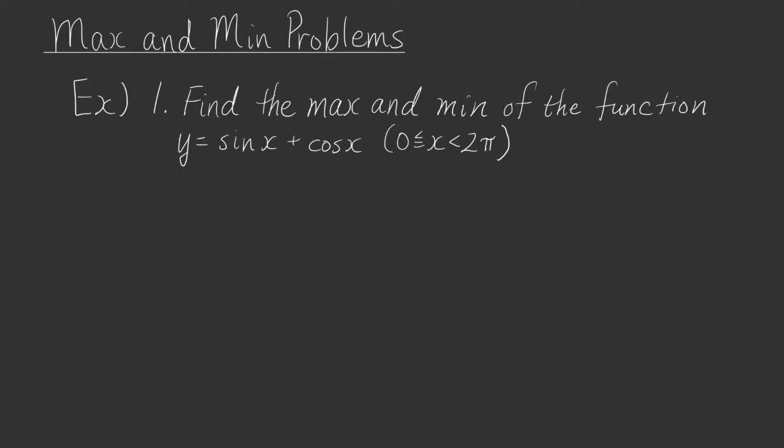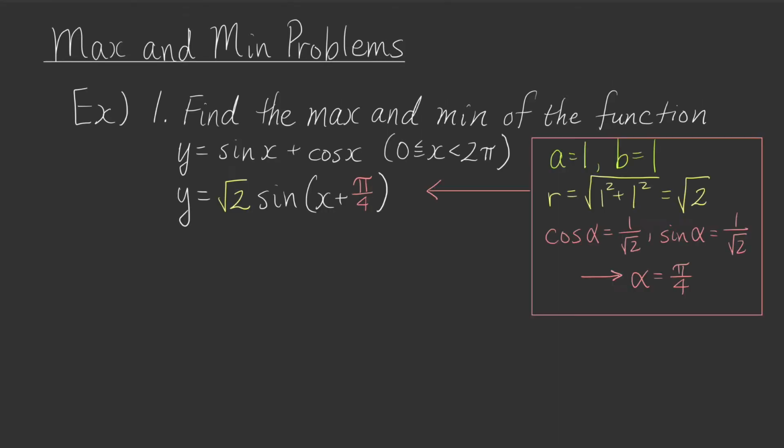But if we combine the two functions into one sine function, it becomes much easier. Using our formula from the previous video, we can see that r equals the square root of 2. Cosine alpha equals 1 over the square root of 2, and sine alpha also equals 1 over the square root of 2, which means alpha is pi over 4. So now the problem becomes, what is the maximum and minimum of the function y equals square root of 2 sine (x plus pi over 4)?